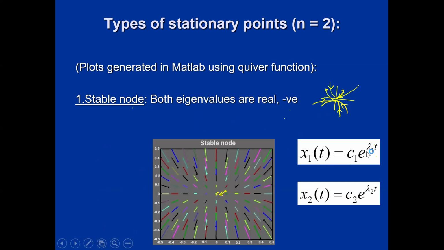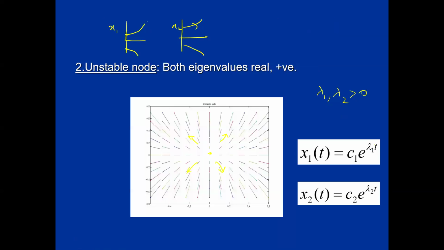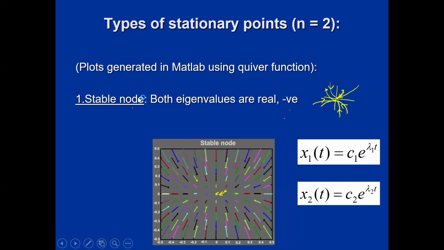So now you see that x1 is varying like this, x2 is varying like this. Now it all depends on the values of lambda 1 and lambda 2. Let's say lambda 1, lambda 2 are both real numbers and negative. Then since the exponent is negative, both these terms simply go down to 0 at infinity. Which means both components, x1 and x2, go to 0, that means go to the origin. That means all these arrows from every direction point towards the origin. So all the flow gets concentrated towards the origin, and that kind of a point is called a stable node.